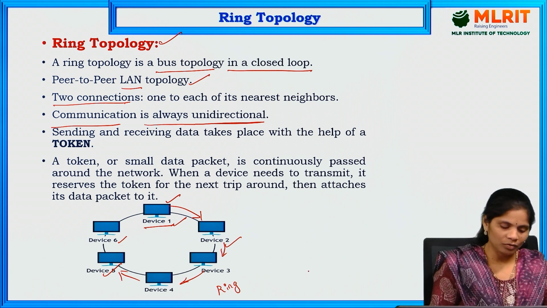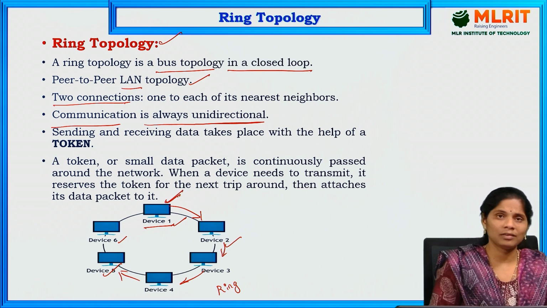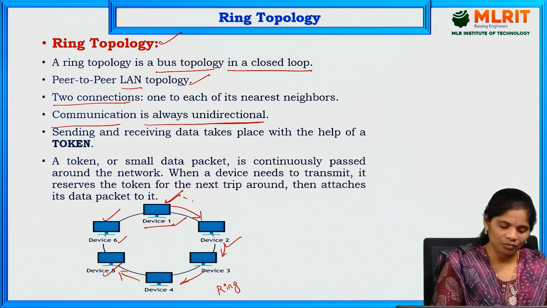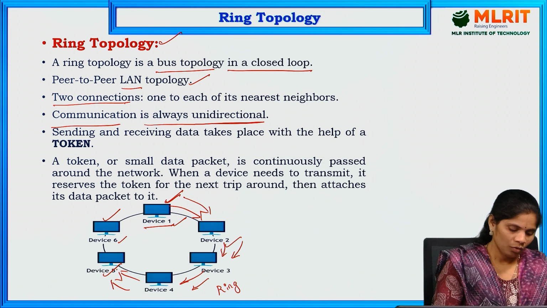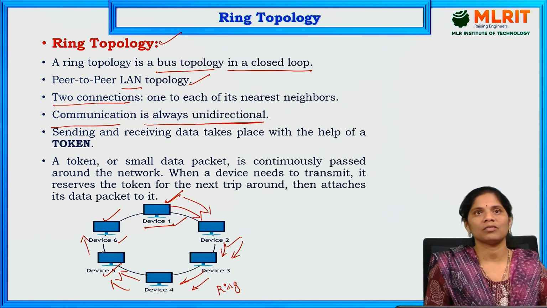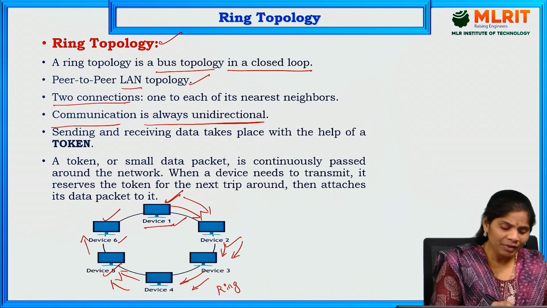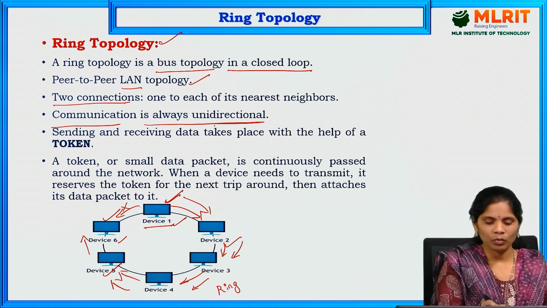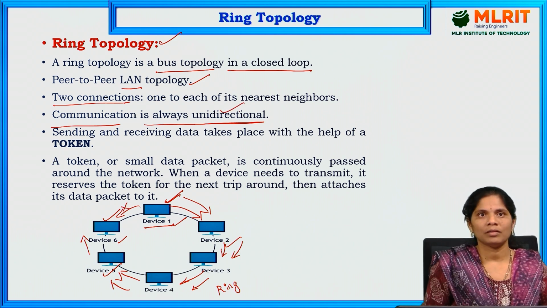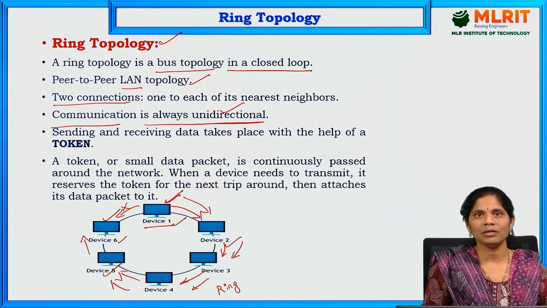Suppose I want to transfer the data from the same device 1 to device 6. It is also transferred from device 1, 2, 3, 4, 5, like this only we have to transfer the data. We can't send directly this way. It is only unidirectional. That is, the communication is always unidirectional.